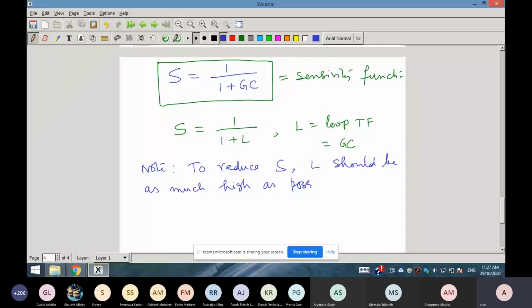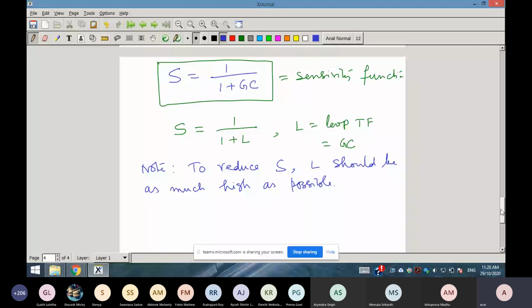But there are some other limitations that I will slowly come to. You cannot make L arbitrarily high, otherwise noise will enter into the loop, and all those problems will occur. So some trade-off has to be made. Now I want to say what S is physically.